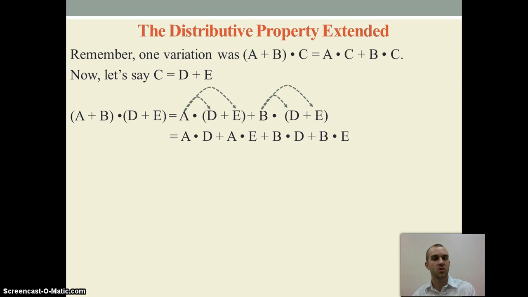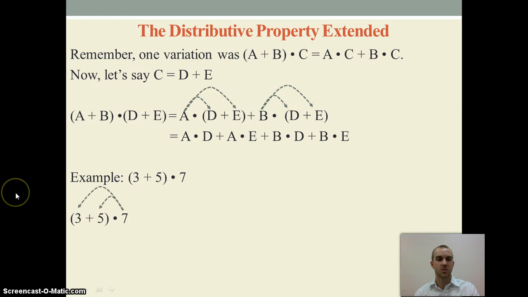The thing to remember is that it doesn't have to just be two terms, it can be multiple terms, 3 or 4. But let's look at an example of this. Say I have the quantity 3 plus 5 times 7. Now if I did it just the typical way, I distribute my 7, I get 3 times 7 plus 5 times 7, and I end up with 56.